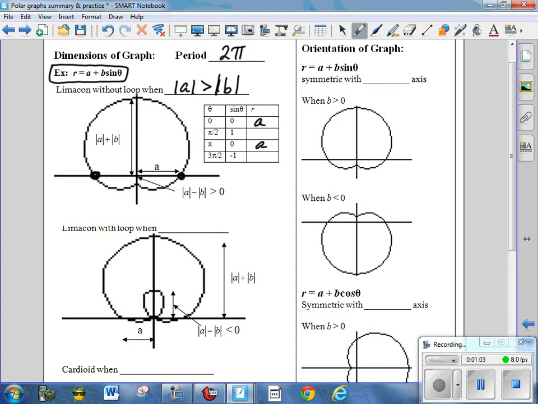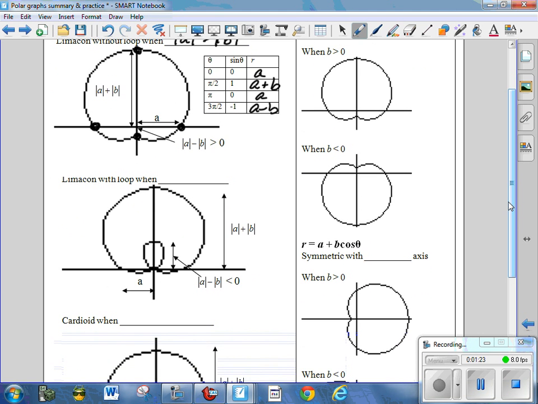When we do sine of pi over 2, that equals 1, and so the distance on the graph, r, would equal a plus b, and that would be this point at the top. And then when we're at 3 pi over 2, it'd be a minus b, and that would be the point at the bottom.